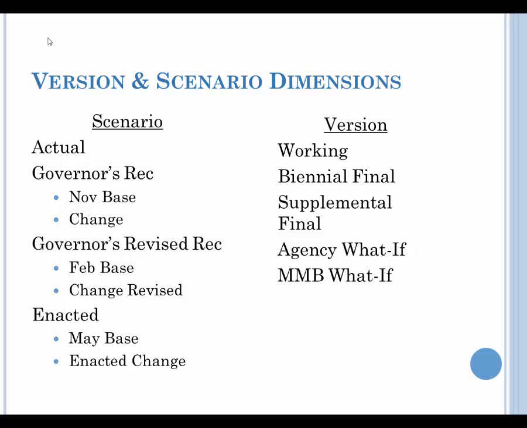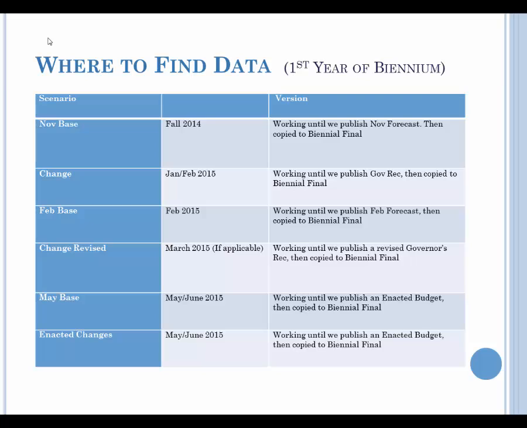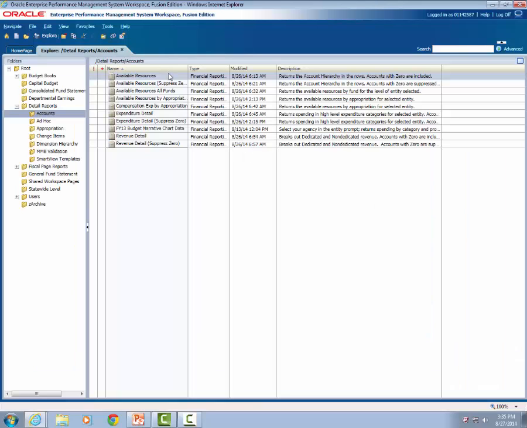Knowing the scenario and version combination is essential to knowing at what point in time in the 2-year budget cycle the data was entered. Here we present a snapshot of where to find data once it has been entered. Keep in mind that your base budget development for the fall of 2014 is November base plus working. Use these scenario and version numbers through the publication of the governor's budget in January of 2015. For this example, we will run an Available Resources report.